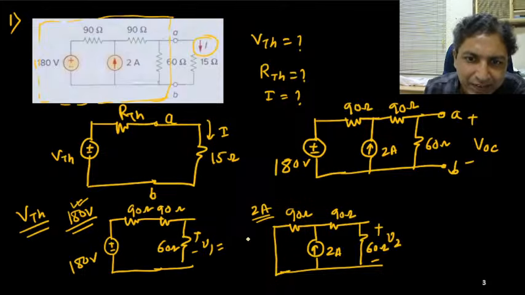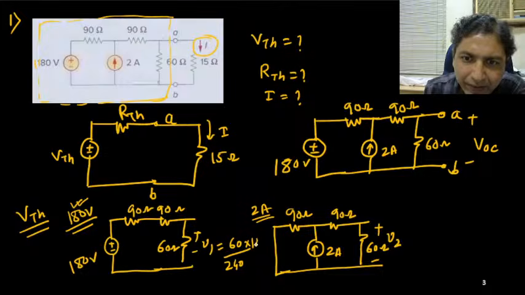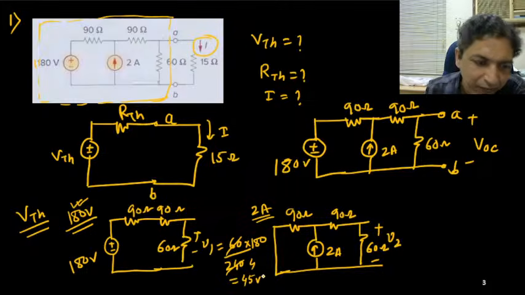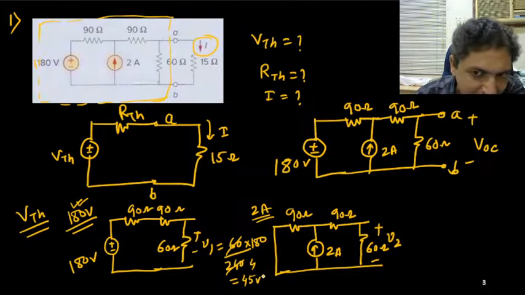V1 is potential divider circuit. It is 60 upon total resistance 90 plus 90 plus 60, 180 plus 60, 240 into 180. Okay, so I think it is 4, and this one is 4 and 5, 45 volt. Is it okay? Am I correct?